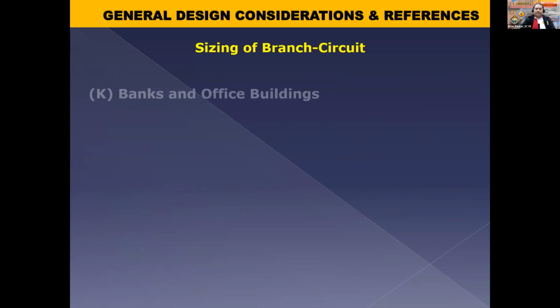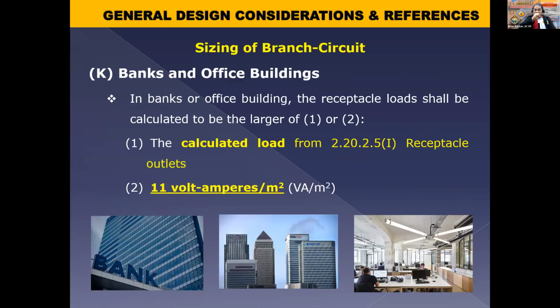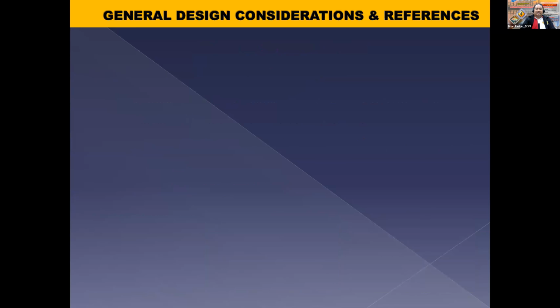In guest rooms, banks and office buildings, for the outlets of office buildings, we can use the calculated load from 2.2.20 point I earlier as our assumption, or the load density of 11 volt-amperes per square meter for banks and office buildings, whichever is higher.